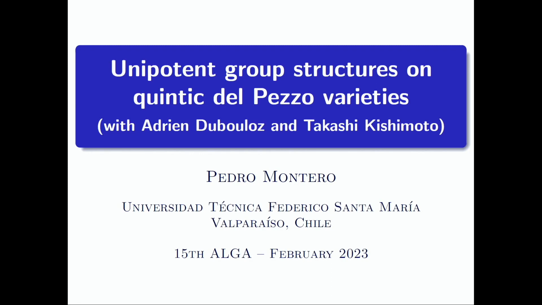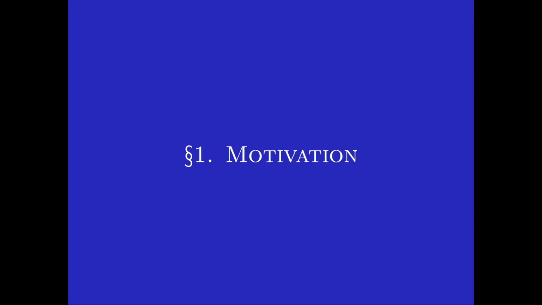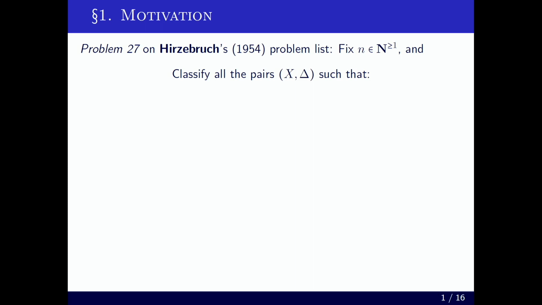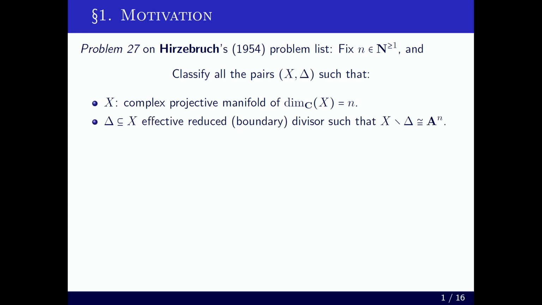So I will speak about joint work with Adrián Duboulot and Takashi Kishimoto about quintic del Pezzo varieties. Let me start with a motivation, a very old problem by Hirzebruch, stating the following. Suppose you have a fixed dimension n, and you want to classify pairs (X, Δ) such that X is a smooth projective manifold of dimension n, and Δ is a reduced divisor such that the complement of this divisor is the affine space.